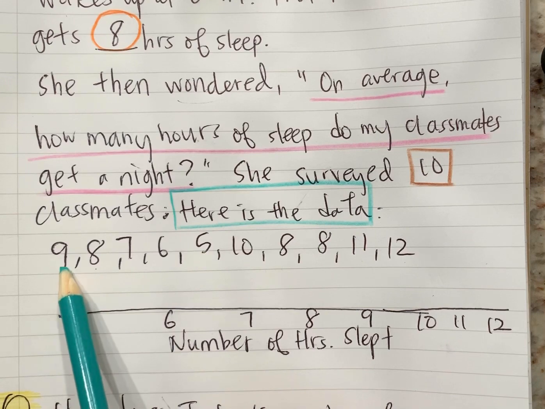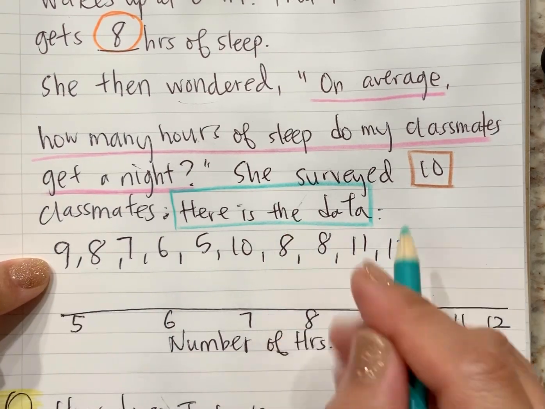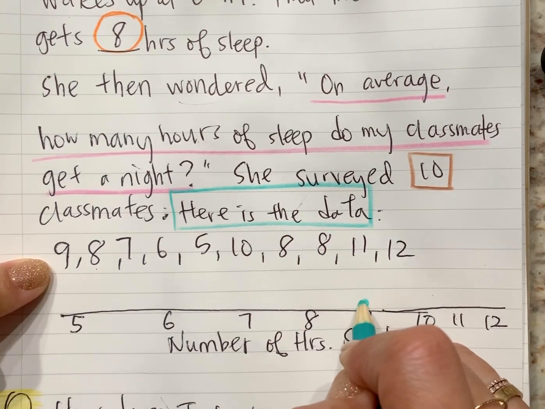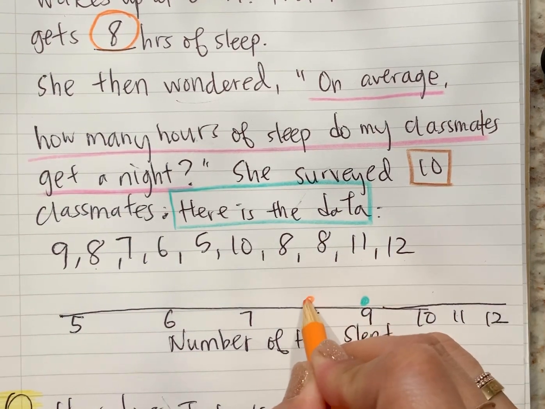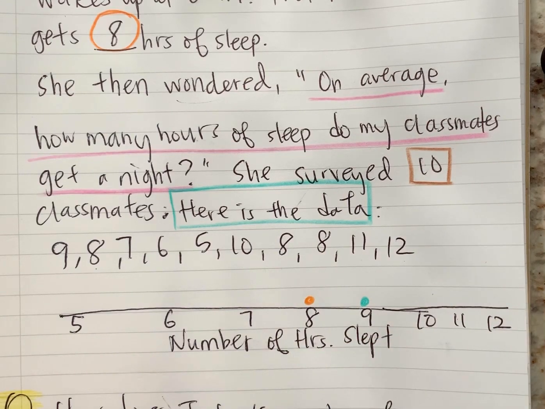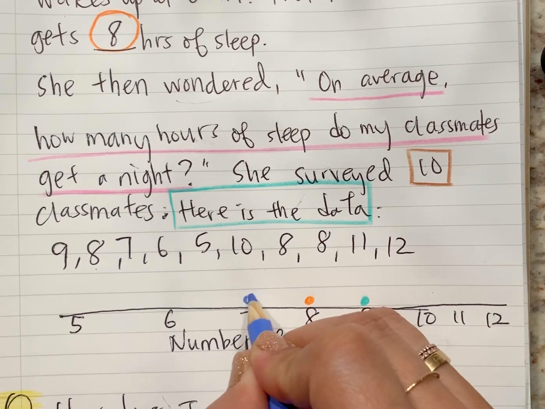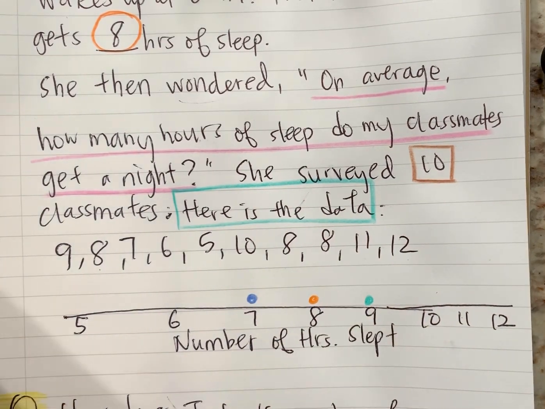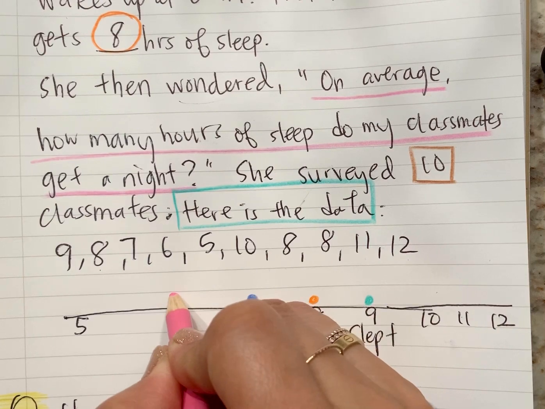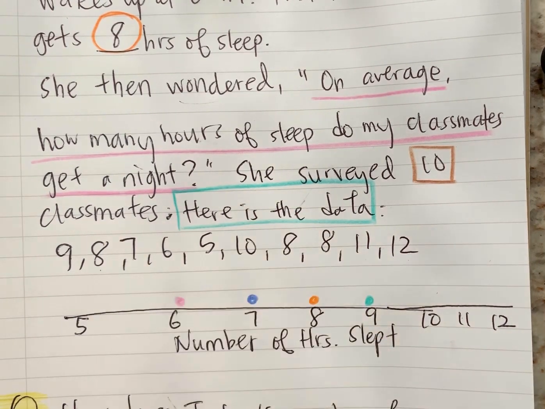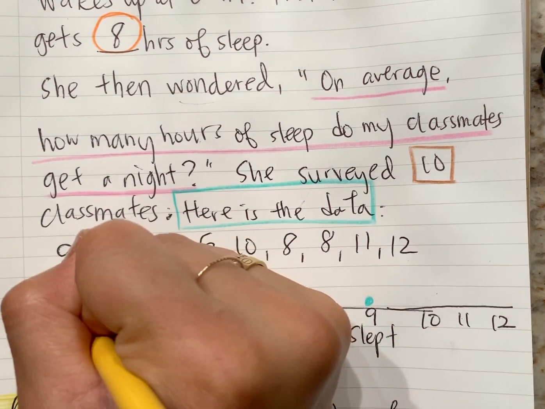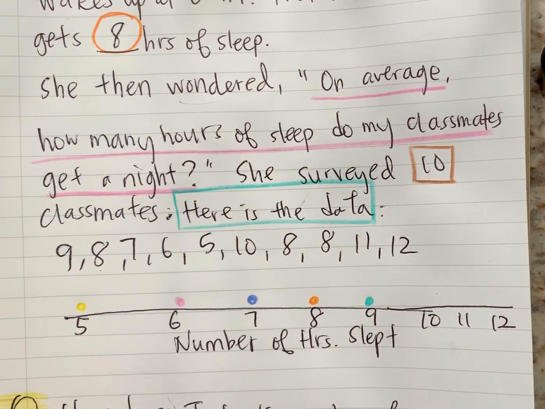Okay, so the first one is 9 hours. I'm gonna go ahead and put a dot right here. The next one is 8 hours. Dot right there. Next one is 7 hours. Here we go. Then we have 6 hours. And 5 hours. Then we have 10 hours.